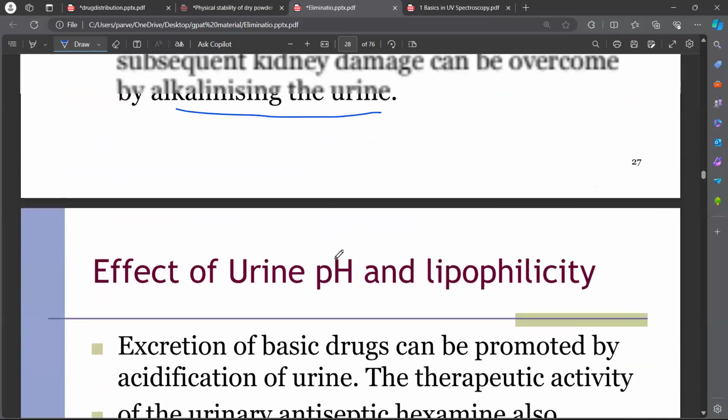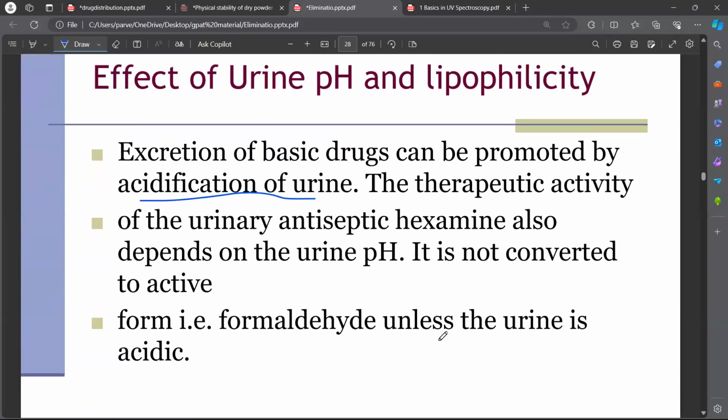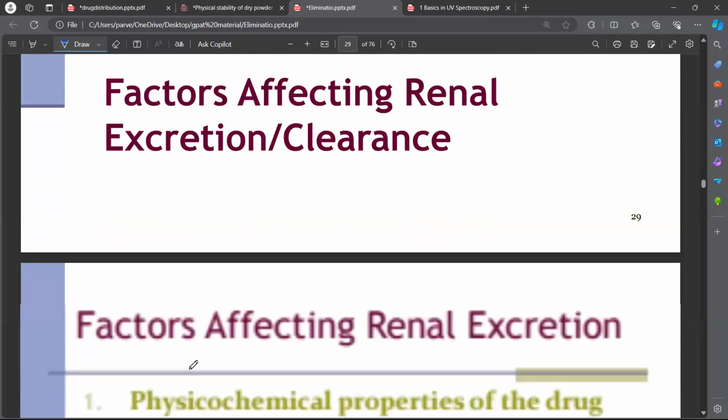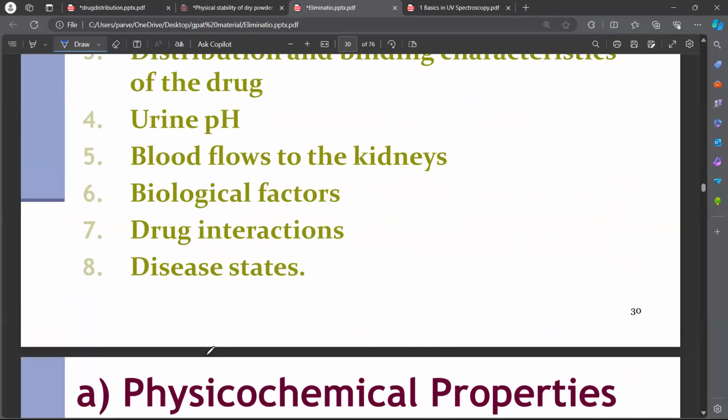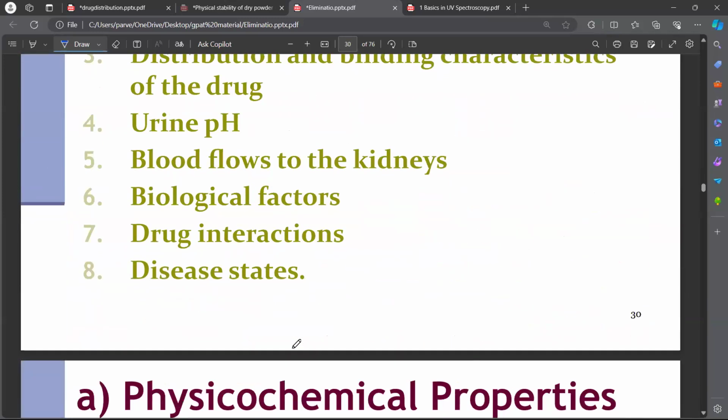So again the same thing comes. The excretion of basic drugs can also be promoted by the acidification of urine. This is an example which I mentioned here. So basically, these are the different factors which affect renal excretion.